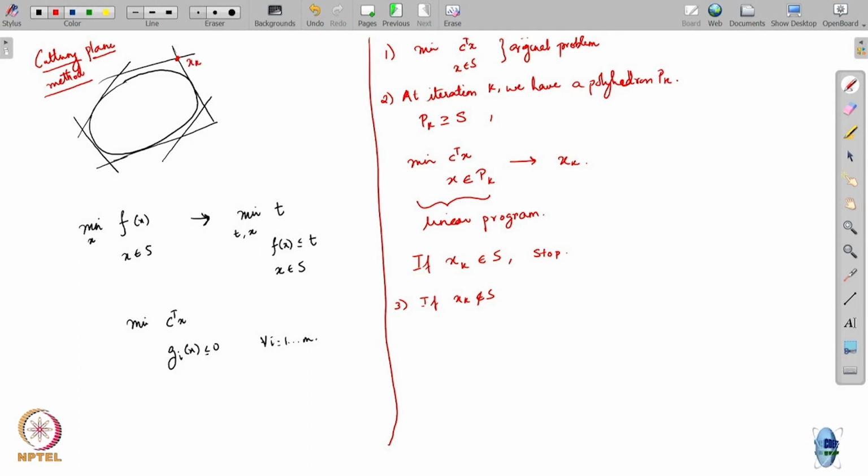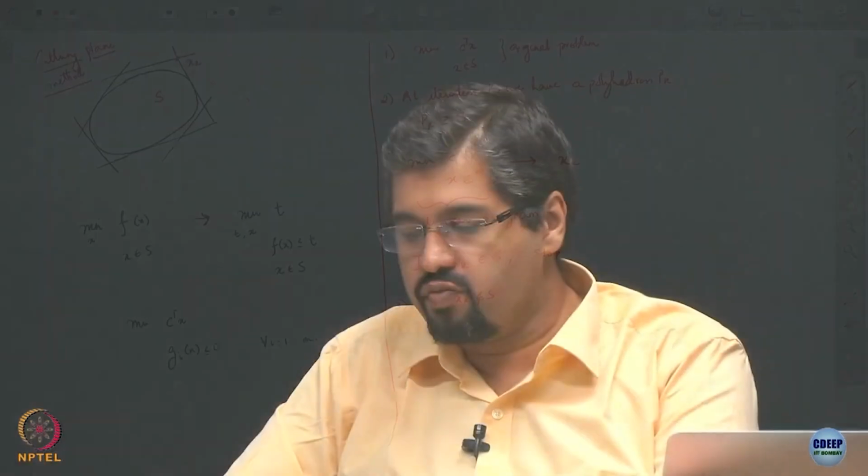Now, what is this? x_k is not in the feasible region S, but the feasible region S is convex and x_k is outside it. Then what that tells us is that there must exist another hyperplane like this. There must exist a separating hyperplane, a hyperplane that separates x_k from S, right. And what one can do then is add this hyperplane to your definition of P_k.